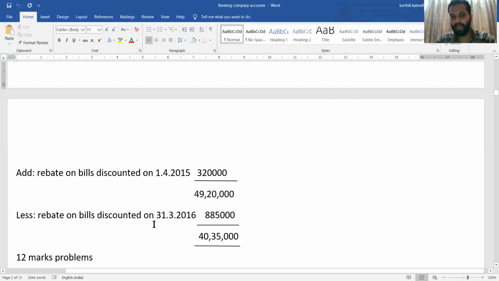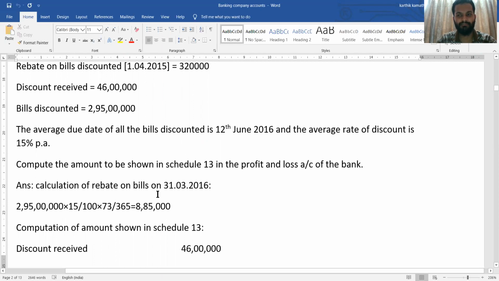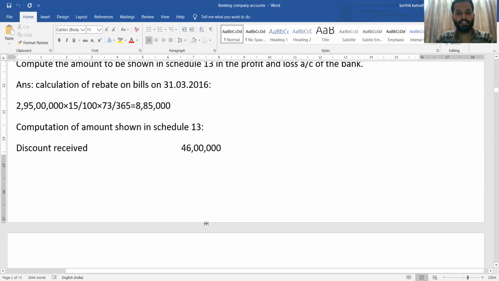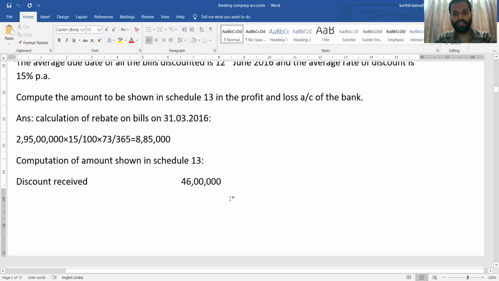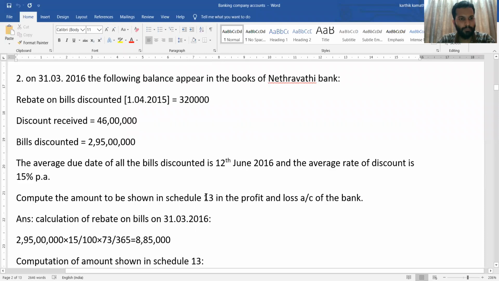Why are we deducting the present year? Because it doesn't belong to the financial year. It belongs to the next financial year. That is why we are deducting this amount. Just now we have calculated 8,85,000. So deduct that amount, and you will get 40,35,000, which is the amount to be shown in schedule number 13 of the profit and loss account. So this is how you are going to solve this problem.